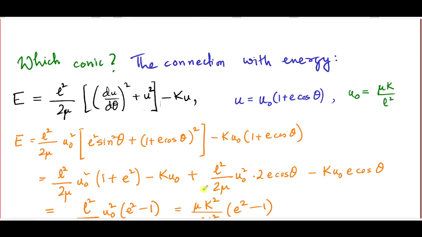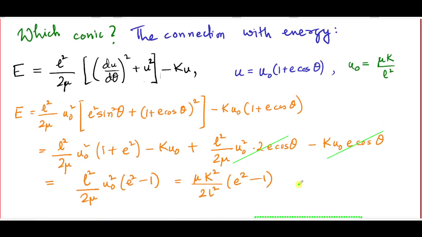One theta dependent term comes from the square term here, the 2ab term in this perfect square. Thus, L square over 2 mu u0 square into twice e cosine theta. And another one comes from minus k u0 e cosine theta. And just by using the fact that u0 is given by mu k over L square, it's easy to see that these two terms cancel out, as they should. As I said, the overall expression for the energy must be independent of theta or u. It can only depend on the constants involved, L, mu, k, as well as u0.